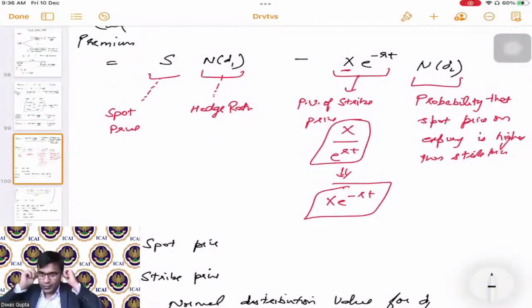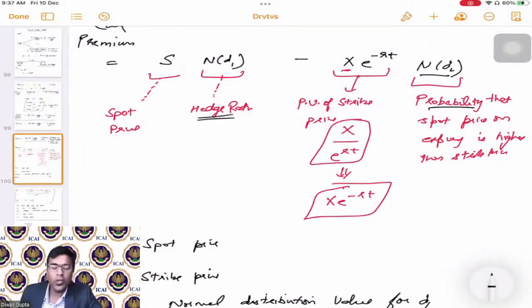Now students, please note, N(D2) is the normal distribution value of D2. That means it's a probability, and the normal distribution also gives you a probability only. Simply, this hedge ratio is also represented here in the form of probability. This N(D1) will give you the hedge ratio itself, the way the formula is structured. How many shares per one option.